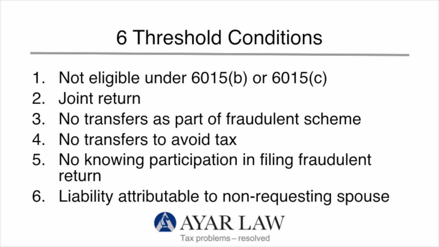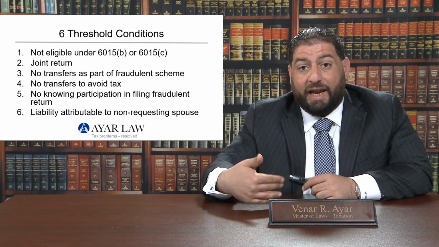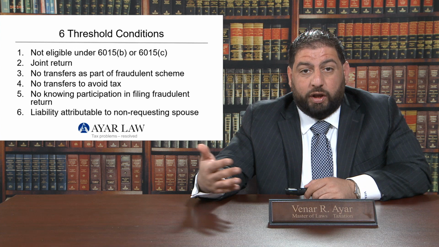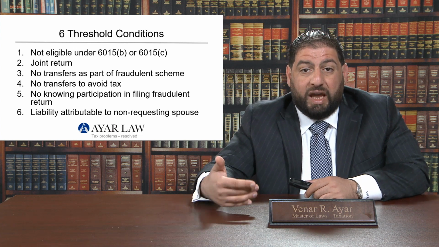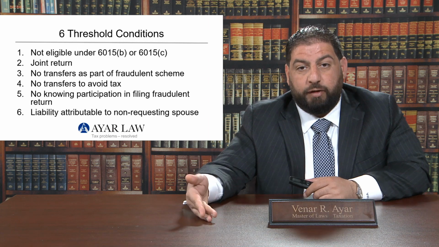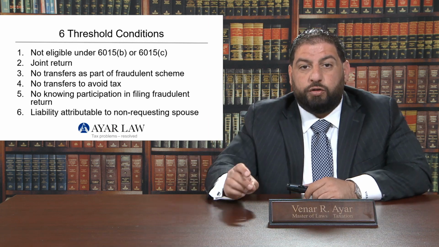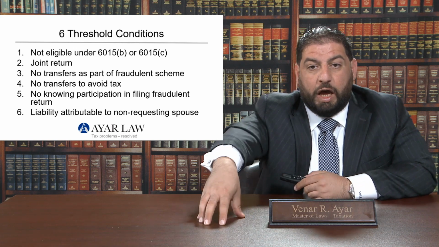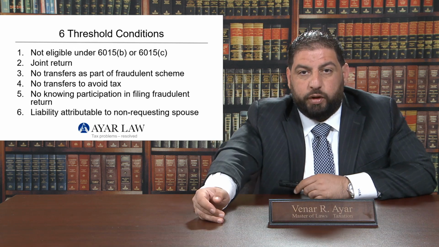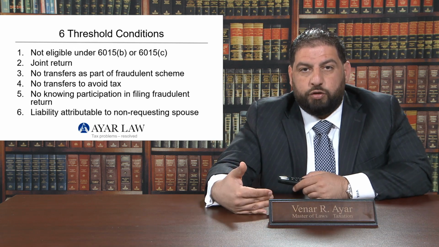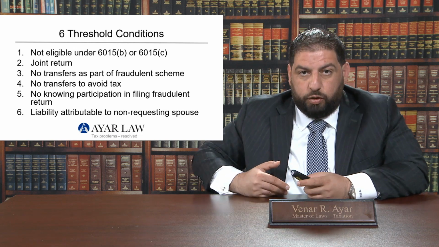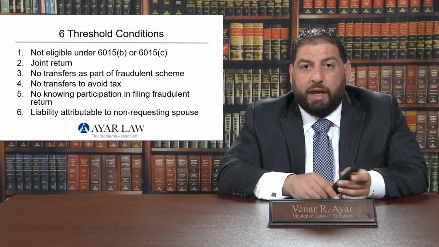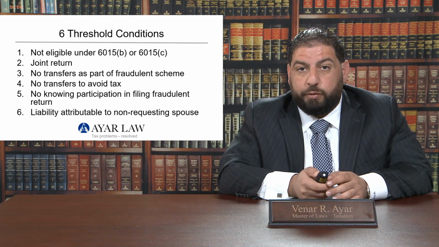If the requesting spouse had made any fraudulent transfers or any transfers that were part of a fraudulent scheme, not just fraudulent with respect to taxes, if they defrauded anybody, if there was any transfers of property to avoid tax, that disqualifies. There can't have been any knowing participation in the filing of a fraudulent return, and also the liability that you're requesting relief from must be attributable to the non-requesting spouse. You can't ask for equitable relief and say it would be unfair to hold you responsible for taxes on your own income. The debt that you're asking relief from has to be attributable to the other spouse.